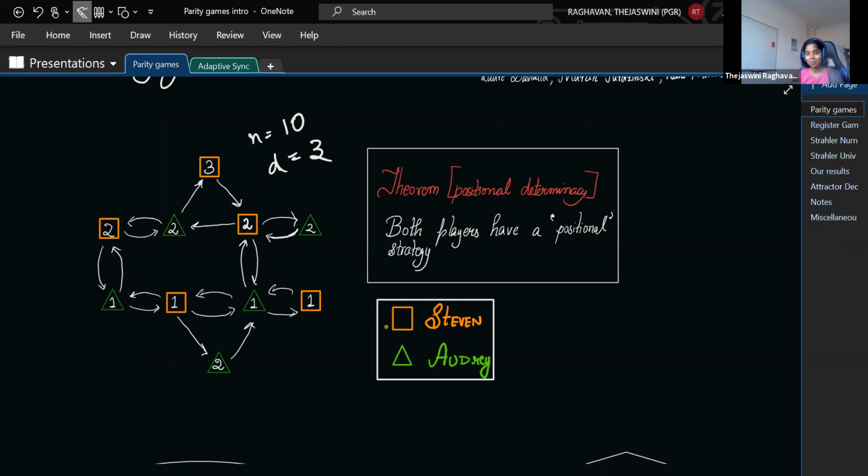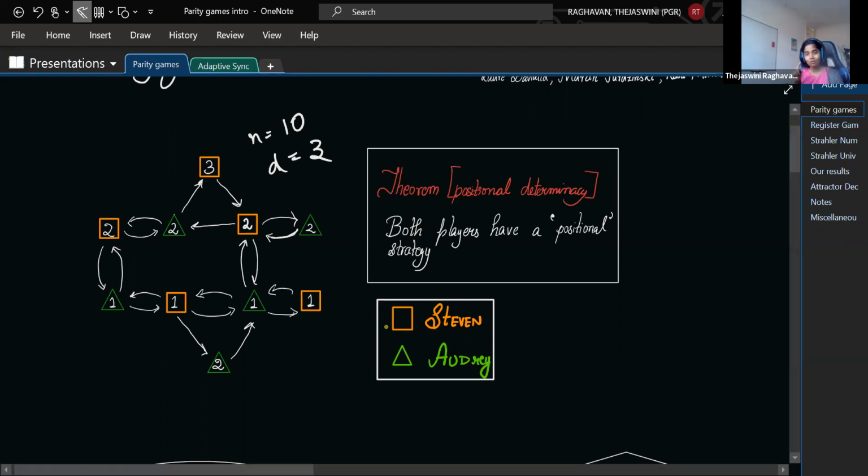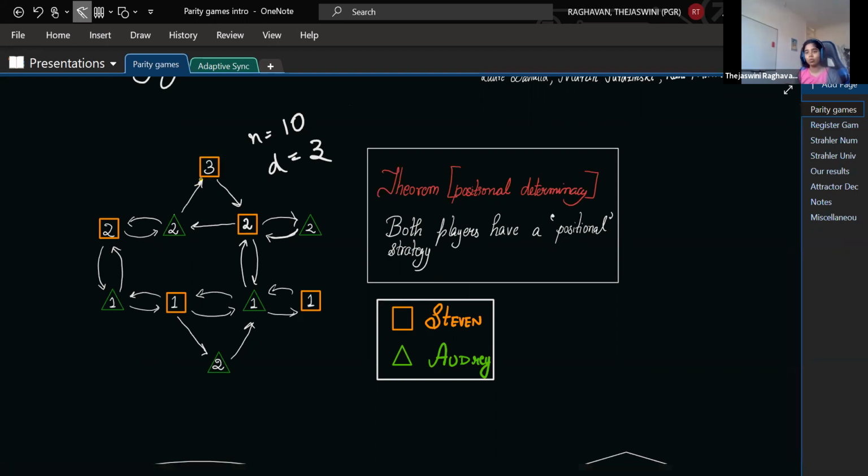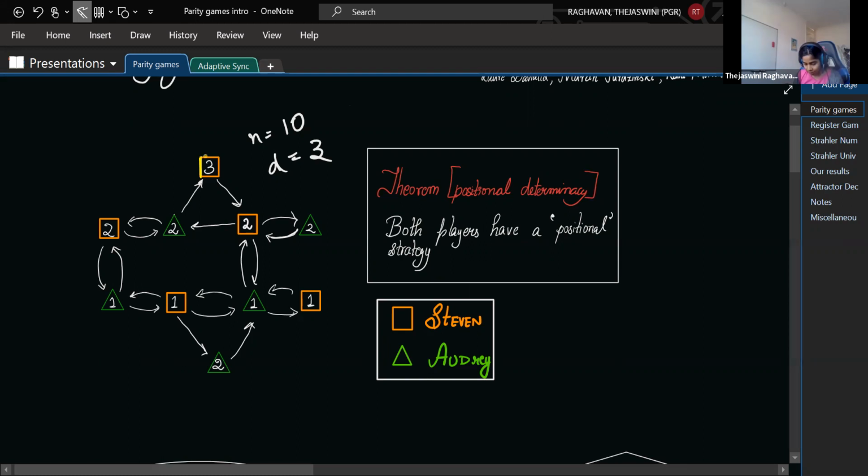Now, how is this game played on this graph? You have a token which is placed at a start vertex. In this example, let's say it's placed over here. Whichever player owns this vertex chooses the next move. Here, Steven owns this vertex, so Steven can pick an edge which goes out of this vertex and move the token there. There is only one edge here, so Steven doesn't really have much of a choice. So he moves to this.